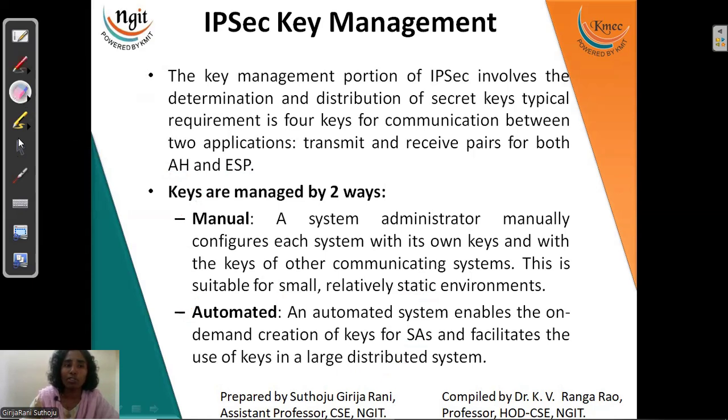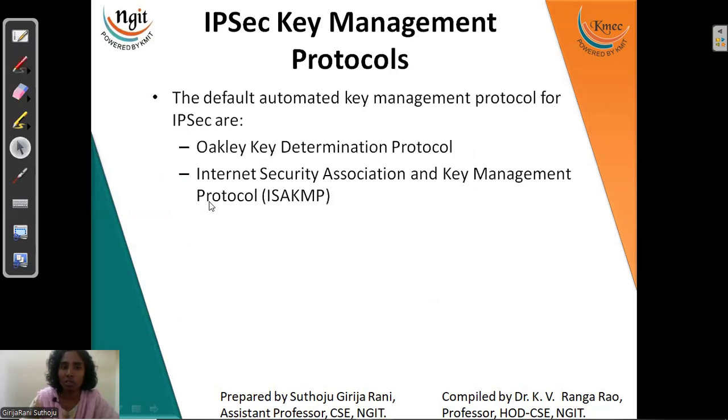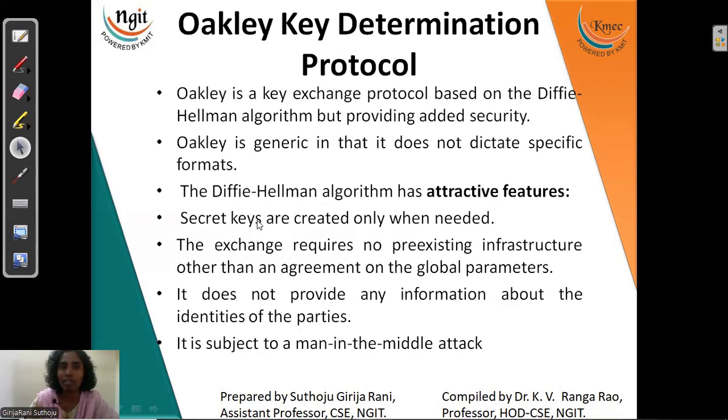There we have two types of protocols, as we listed in the outline also. The first one is Oakley key determination and the second one is Internet Security Association Key Management Protocol. These two are automated types by default. In the manual version, every user will be generating keys directly. So let us see what Oakley is.